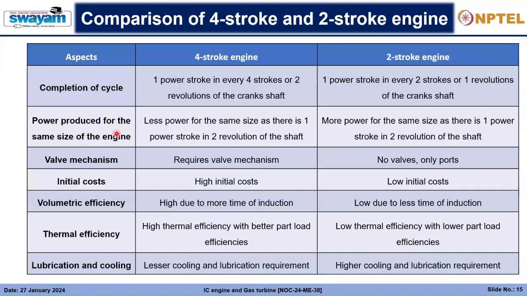Power produced for the same size of engine: the four-stroke produces lesser power for the same size. That's a very important thing, as there is one power stroke in two revolutions of the shaft. For revolving it two times, only one power stroke is happening. Rather here, each revolution is governed by one power stroke. So that way the two-stroke has more power for the same size.